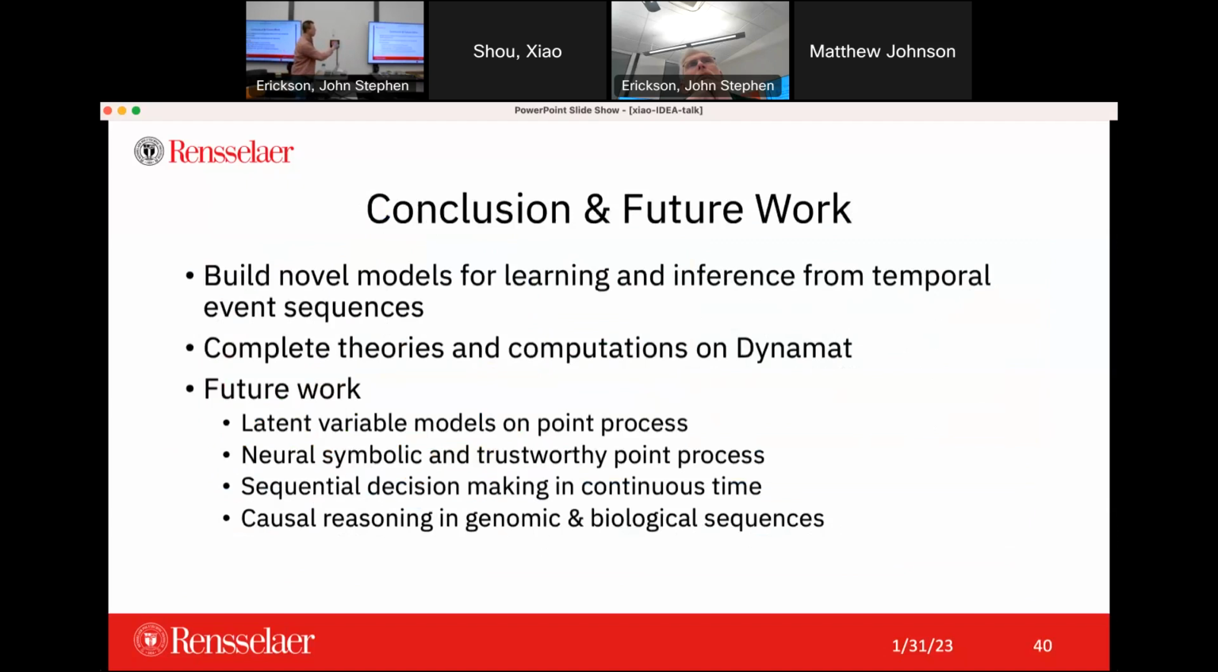I'll be interested in doing future work in latent variable models on point processes, neurosymbolic and trustworthy point processes, and then sequential decision making, continuous time, and causal reasoning that can be applied to genomic and biological sequences.